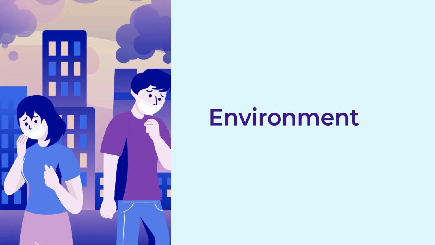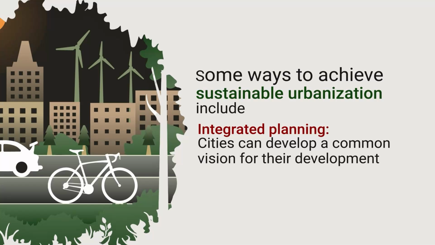Environment is deteriorating, as we have seen discussed just now. So, how can we achieve sustainable urbanization? This is very important. One of the most important things is that we need to plan in an integrated manner. There will be different sections of people living in the urban areas, different types of jobs, different types of markets. So, there should be a common vision for their development.